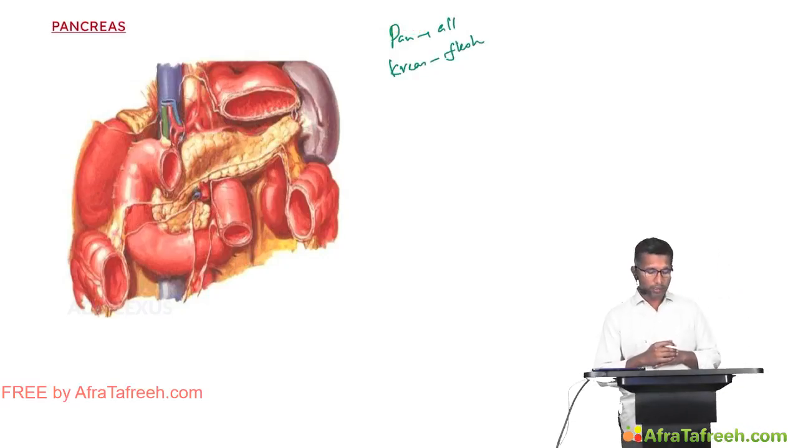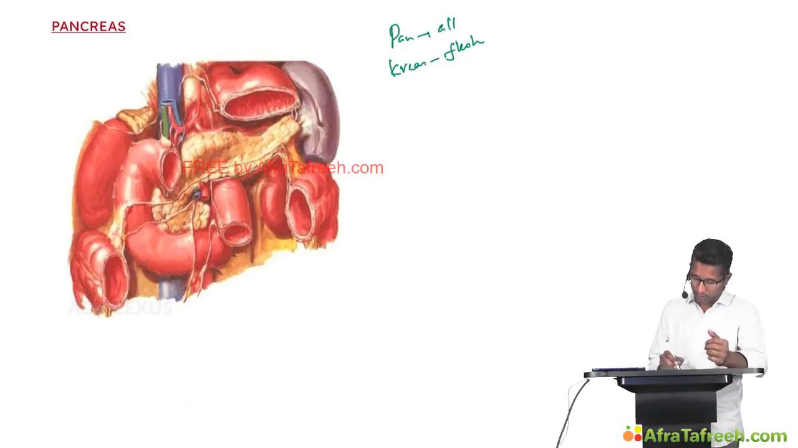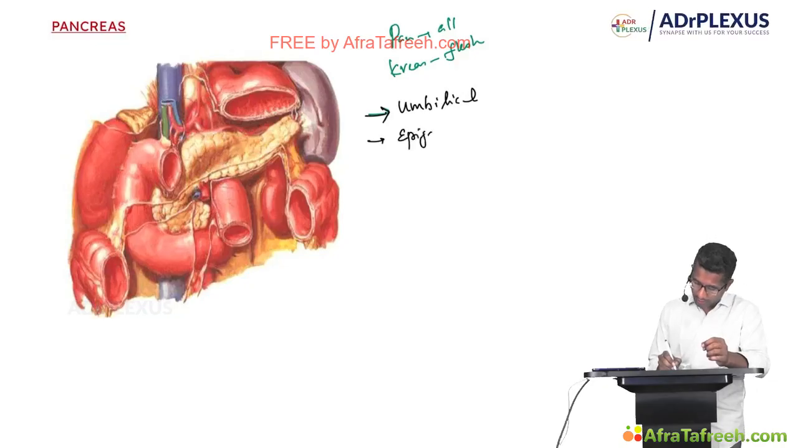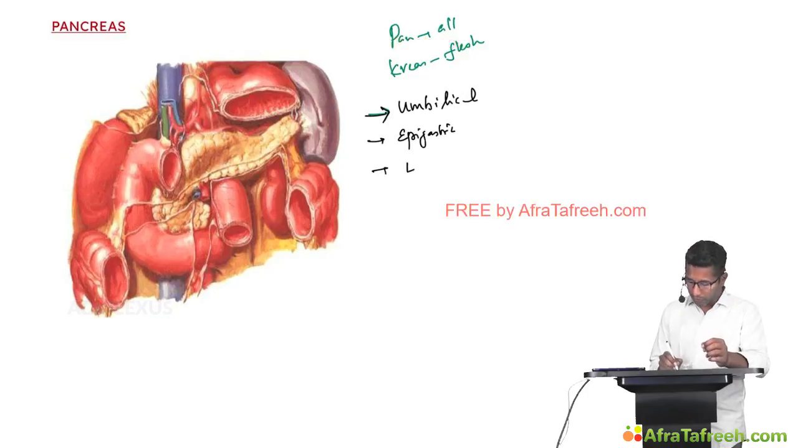Now, where is the pancreas situated? Yesterday we saw the regions of the abdomen. The pancreas occupies the umbilical region, it also enters a small part of the epigastric region, and it also occupies the left hypochondriac region. These are the areas occupied by the pancreas.